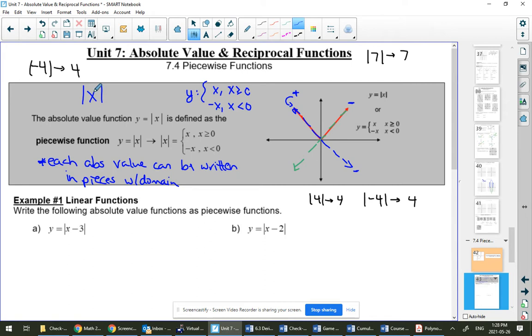Why would it not be like x is less than or equal to 0? Give me one second.